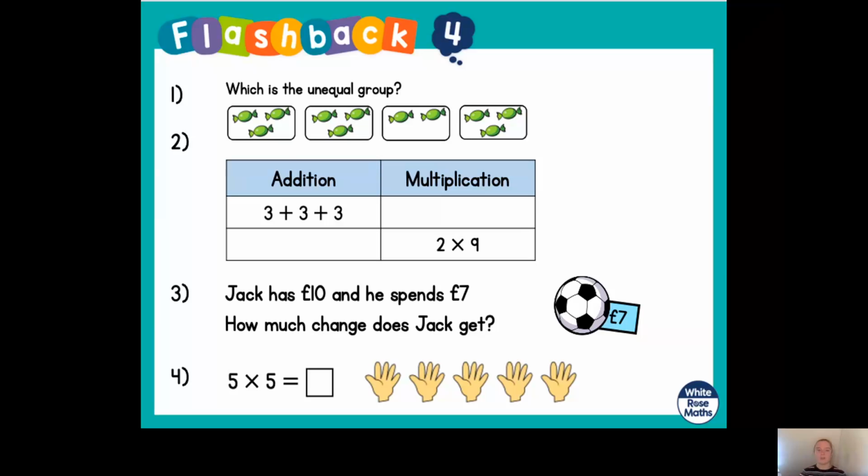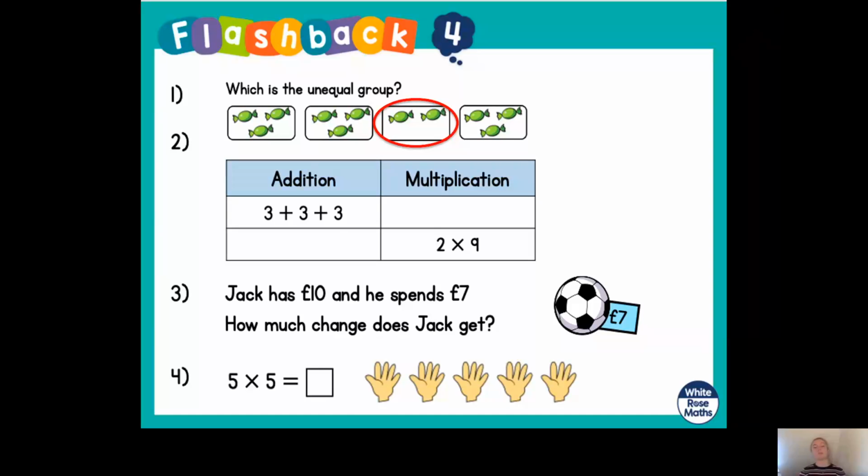Okay, shall we see if you're right? So which is the unequal group? Well, there are 3 in the first, there are 3 in the second. Now, how many are in the third? Oh, there's 2 in the third, but let's just check the last one before. Yes, there's 3 in the last one. So we have 3 in the first, the second, and the last group. And we have 2 in the third group. So therefore, the third group is unequal because it does not have the same amount of sweets as the other groups do.